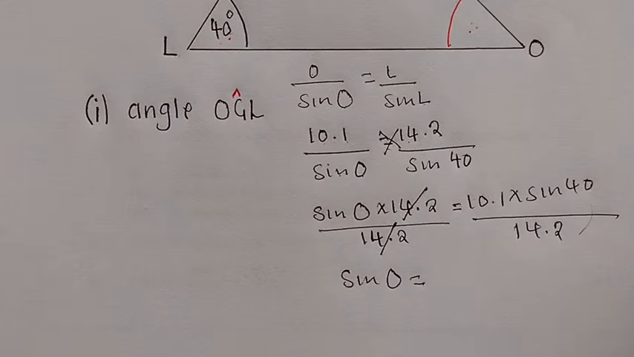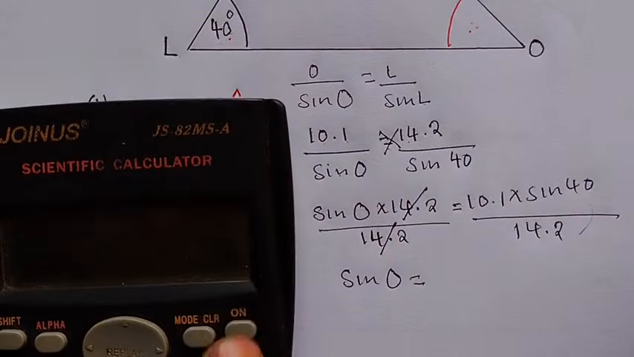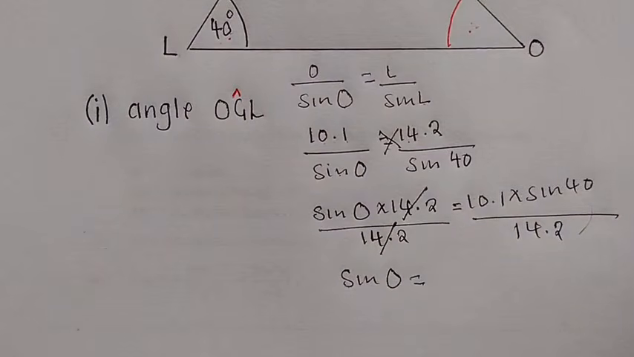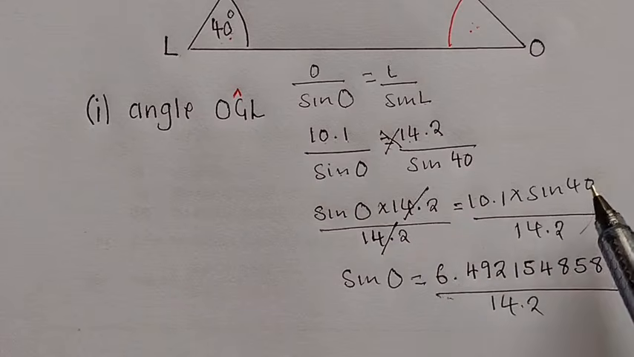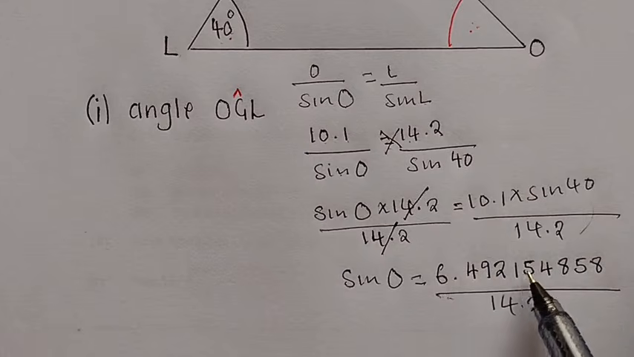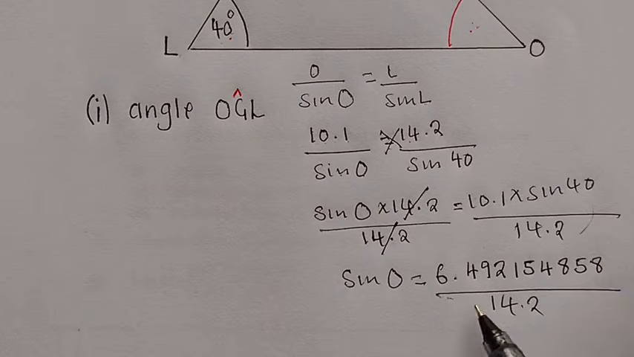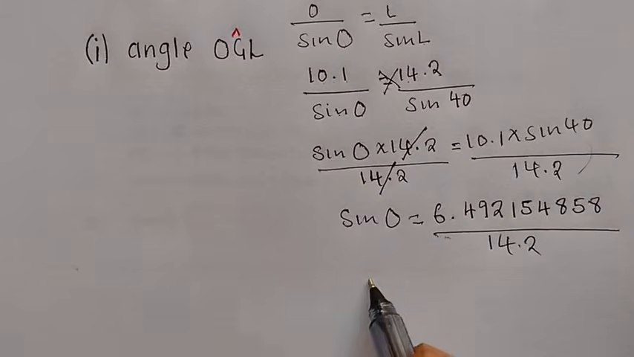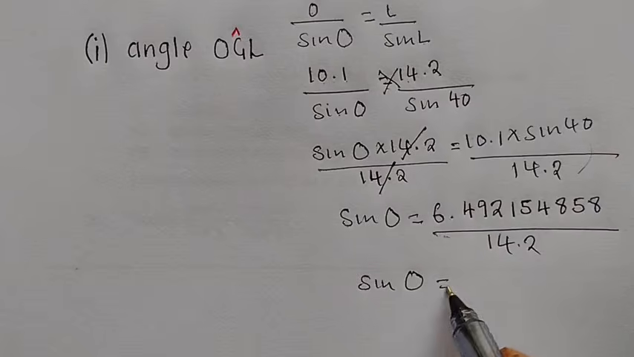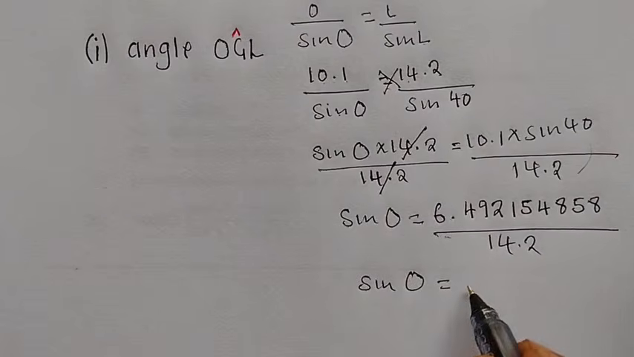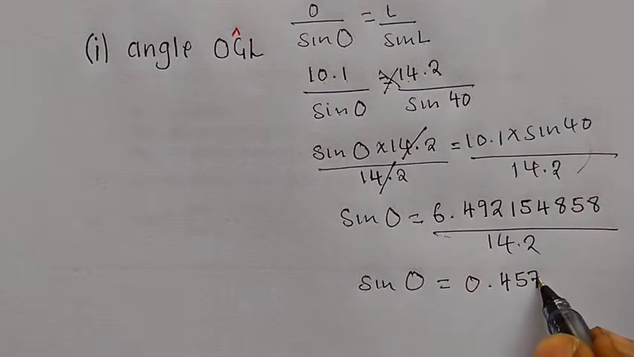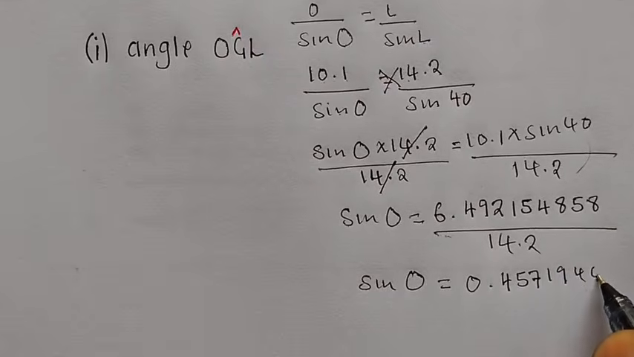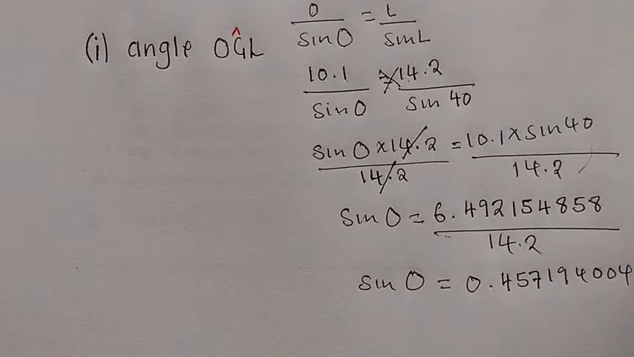Here we need to punch this on the calculator. To punch on the calculator, this is what you are going to do. We are going to punch 10.1 times sine 40. It will give us 6.492154858, divided by 14.2. So write sine O equal to, and when you divide this by this value, you are going to get something like 0.457194004. Make sure that you are also punching it.